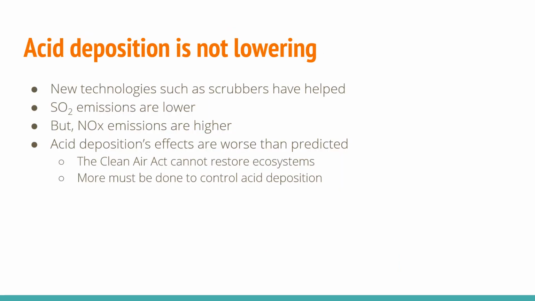So after we have figured out, all right, acid deposition is destroying things, it's actually not lowering yet. New technologies have been developed, such as scrubbers. Sulfur dioxide emissions are lower, but nitrogen oxide emissions are still higher, because nitrogen emissions are either going to be from factories or from the combustion of fossil fuels, which we're still doing now. And acid deposition's effects are worse than predicted.